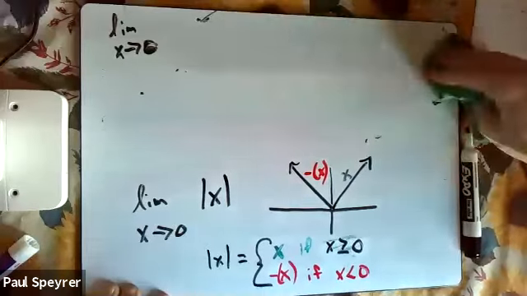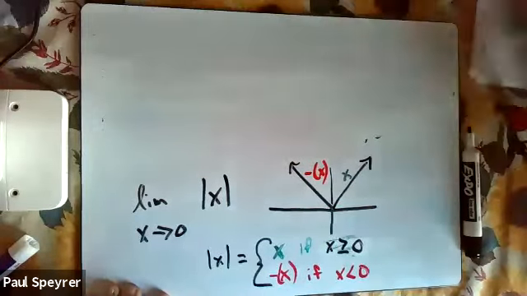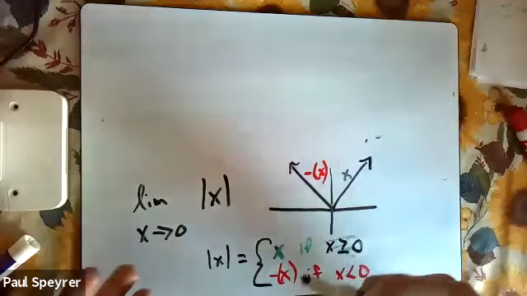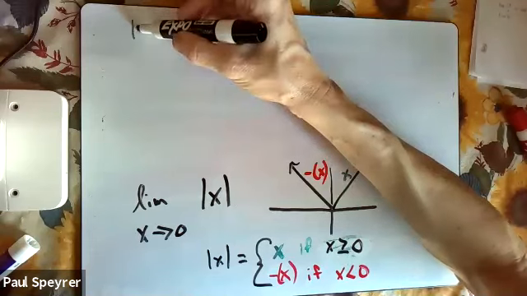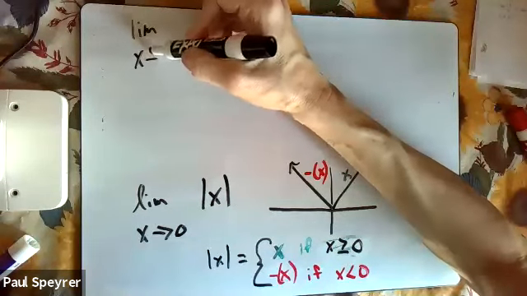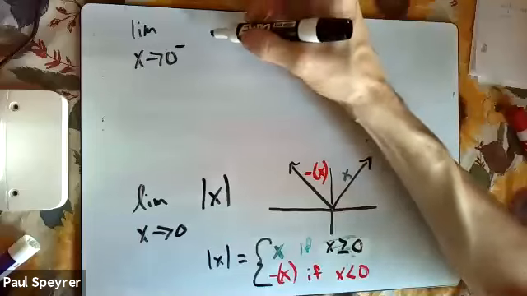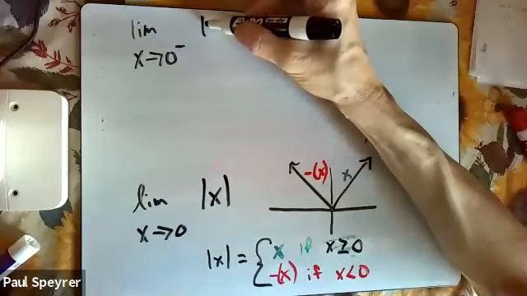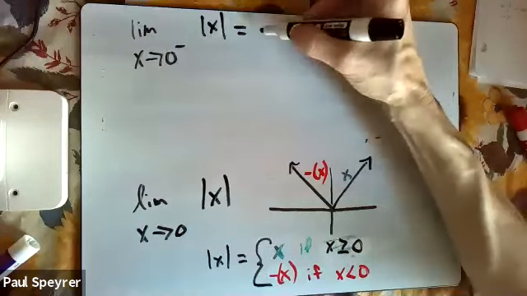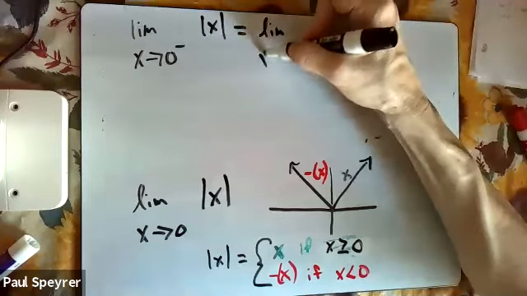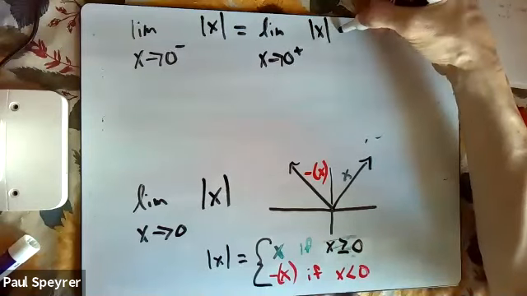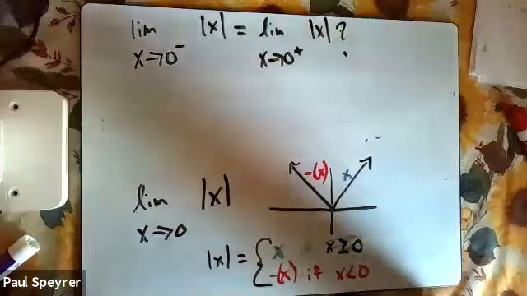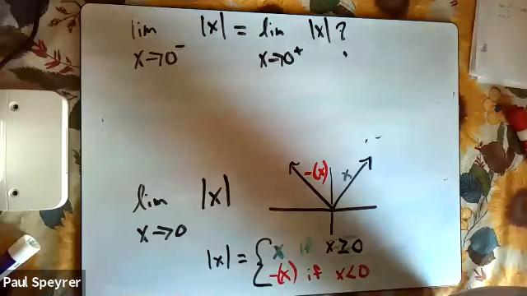Remember, in order for a limit to exist, it has to approach the same value from the left side and the right side, right? So what we need to examine is, does the limit as x approaches 0 from the left-hand side of absolute value of x equal the limit as x approaches 0 from the right side of absolute value of x? Are those going to be equal, right? If they are equal, then we could say, oh yeah, the limit does exist.